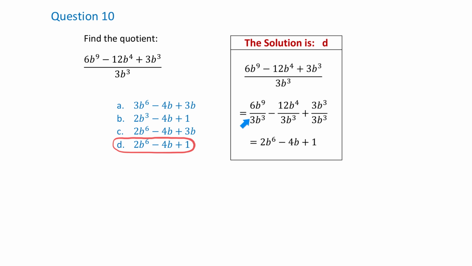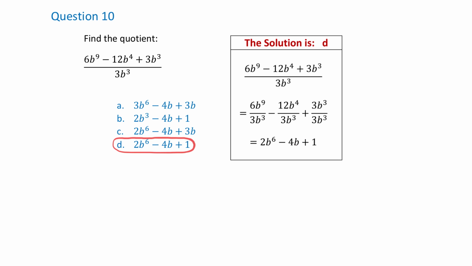6 divided by 3 equals 2. Then these exponents need to be subtracted, so 9 minus 3 equals 6. Then 12 divided by 3 is 4, and 4 minus 3 is exponent 1. In the last fraction, 3b to the 3rd power divided by 3b to the 3rd power equals 1.